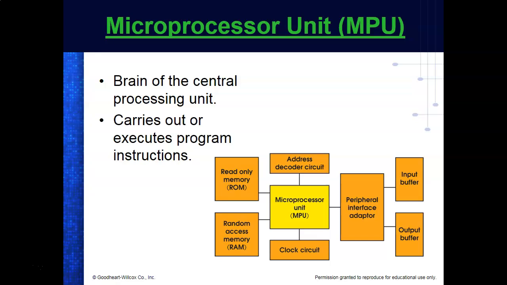All the processor does is run programs. So it carries out and executes program instructions. That's all it does. The only thing it knows to do is that when we turn it on, it's going to go into this memory right here looking for its first instruction. And then after that, it's under the control of a program.